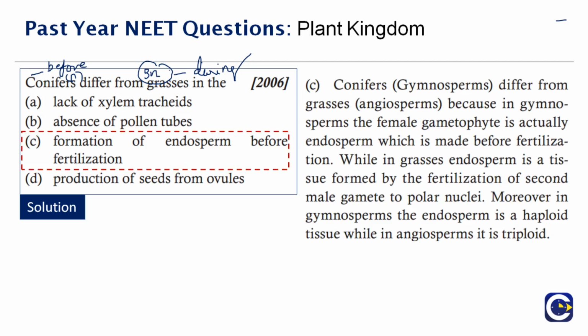I already explained a lot about this: the haploid and the triploid nature and the endosperm. One is during and one is before fertilization. So this is how you will differentiate between a conifer and a grass. A conifer belongs to Gymnosperms while a grass belongs to Angiosperms. Therefore the correct answer to this question is option C.